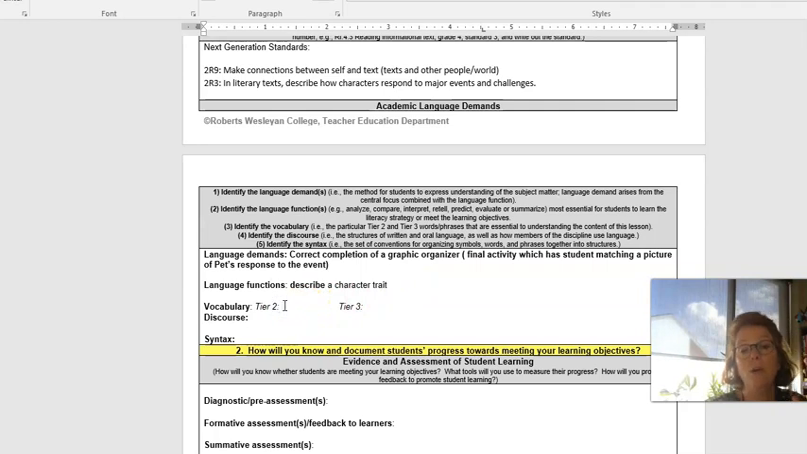Vocabulary tier 2, we know this. These are words that are necessary for them to complete challenging words. But they'll be learning them throughout the lesson. So the book might be shoes, would be the tier 2. What else is in there?